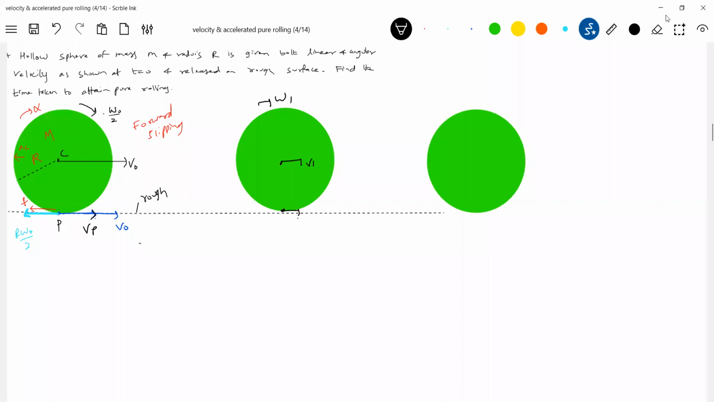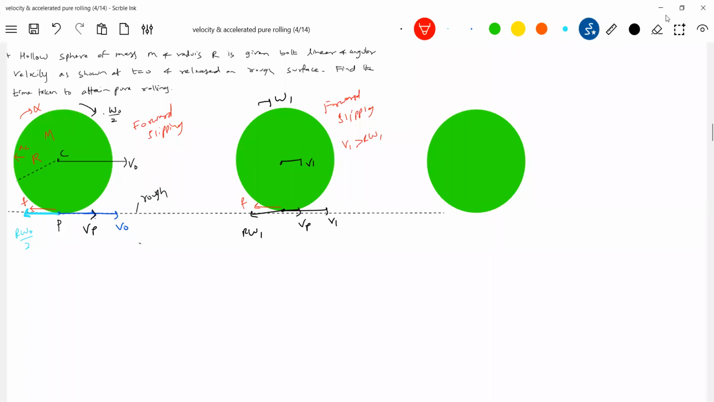V1 will be like this, R omega 1, and still V1 is greater than R omega 1. So the velocity of point P will be like this, and the friction will still be acting backward. So it is still forward slipping, and V1 is greater than R omega.